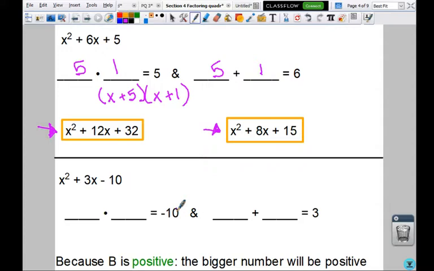You said both of them? 5 and 3. 3 and 5. I'll give you about another minute. You're wrong because 3 and 5. Because B is positive, a bigger number will also be positive.